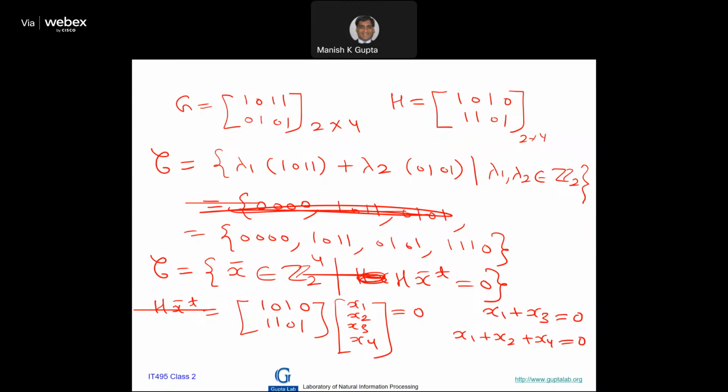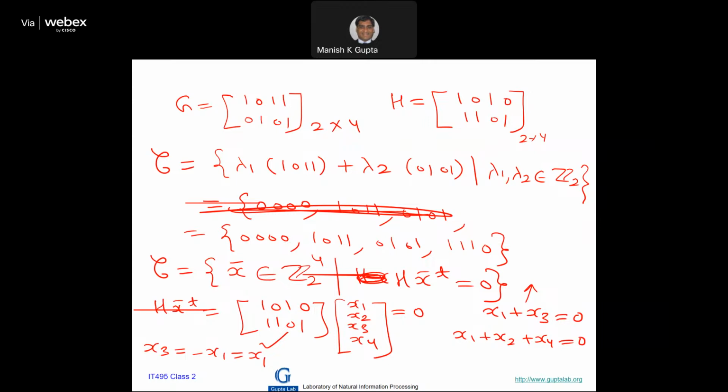That means we are getting these two equations. Obviously, some of these unknowns I need to take arbitrary, right? Because if you want to find a solution. So I can say that x3 is nothing but minus x1. Minus is the same thing as plus. So x3 is equal to x1. So from this, x3 is equal to minus x1 is equal to x1. Now x1 I can choose 0 or 1 and I can find the value of x3.